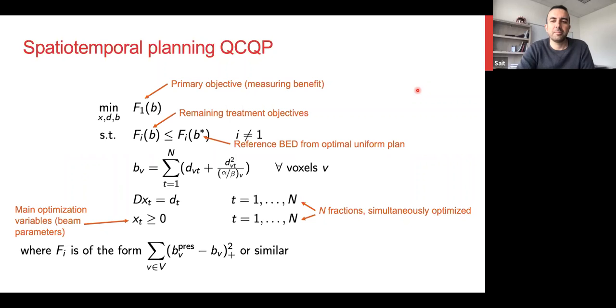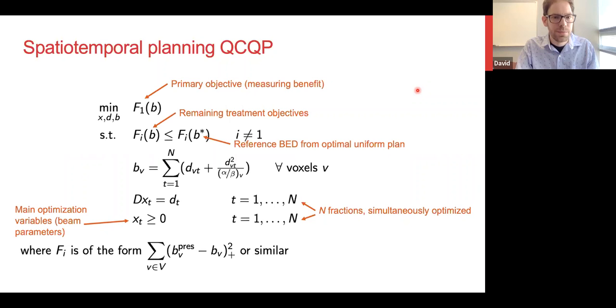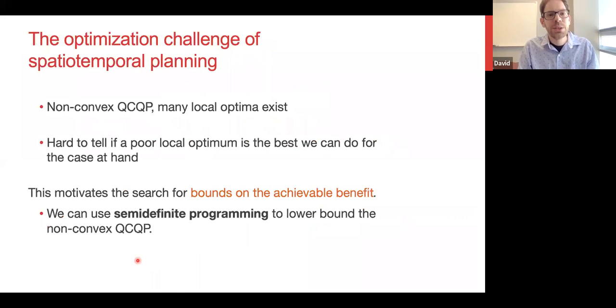So yeah, that was our problem. Again, if we have these piecewise quadratic objectives here, then we can turn this into a large-scale QCQP. And this is what we try to solve. So again, the problem is it's non-convex. In principle, many local optima may exist. And in fact, many of them do exist. We did find this, that we can easily get stuck in different local optima. This is not just a theoretical problem.